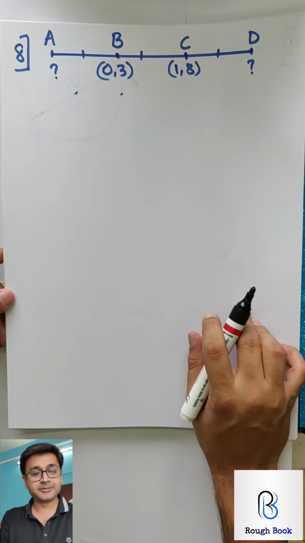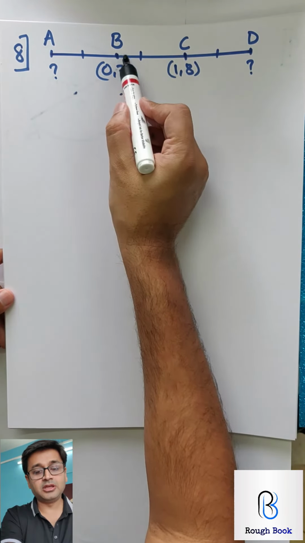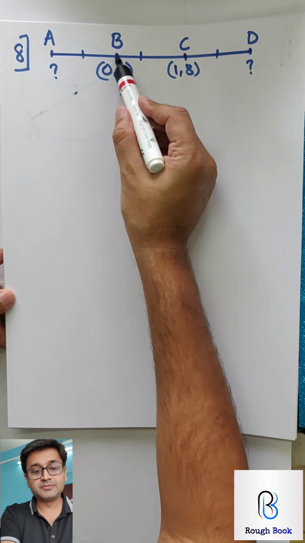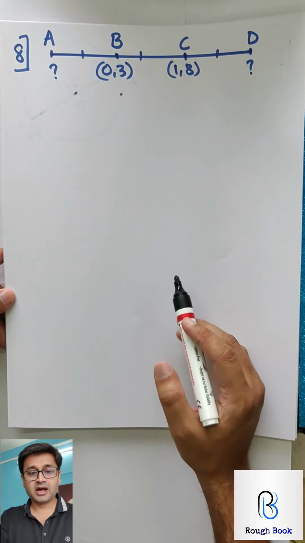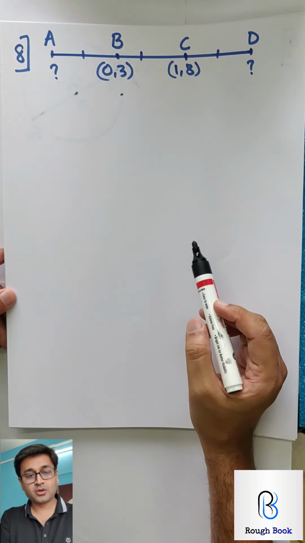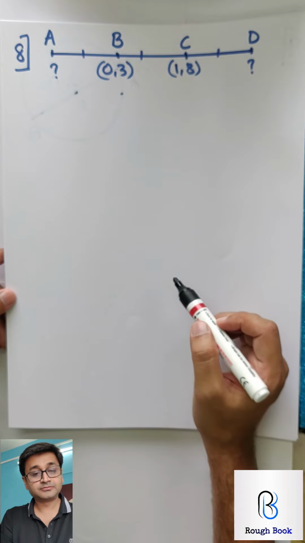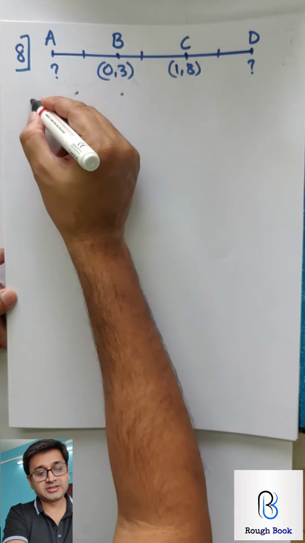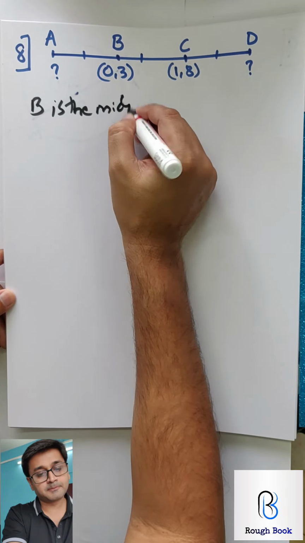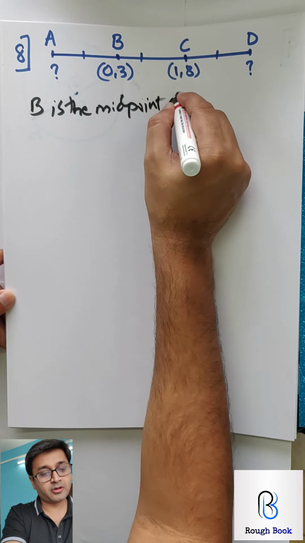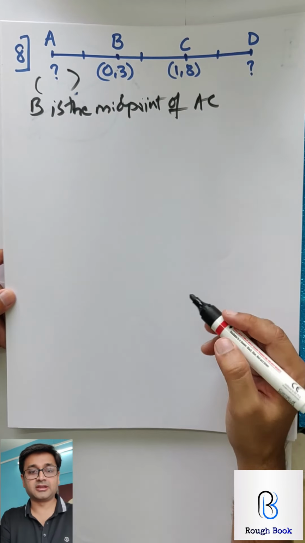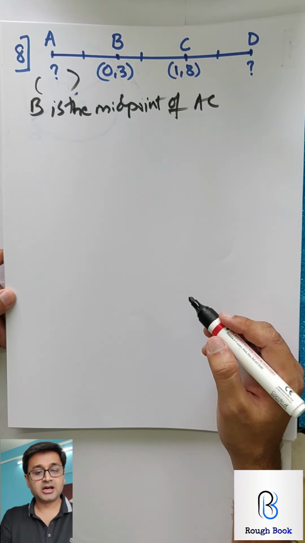Sum number 8. The eighth one, they say that AB equals BC equals CD and they are all in a straight line. That means B and C are probably breaking this into parts. If I take only AC, what can I say about B? B is the midpoint of AC. Come on, I have given you the clue. This will help you to calculate the coordinates for A. How will you get it?